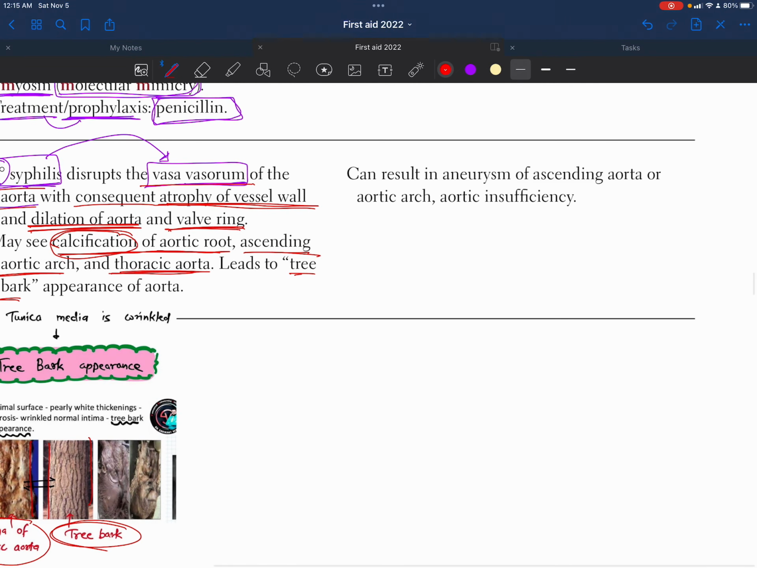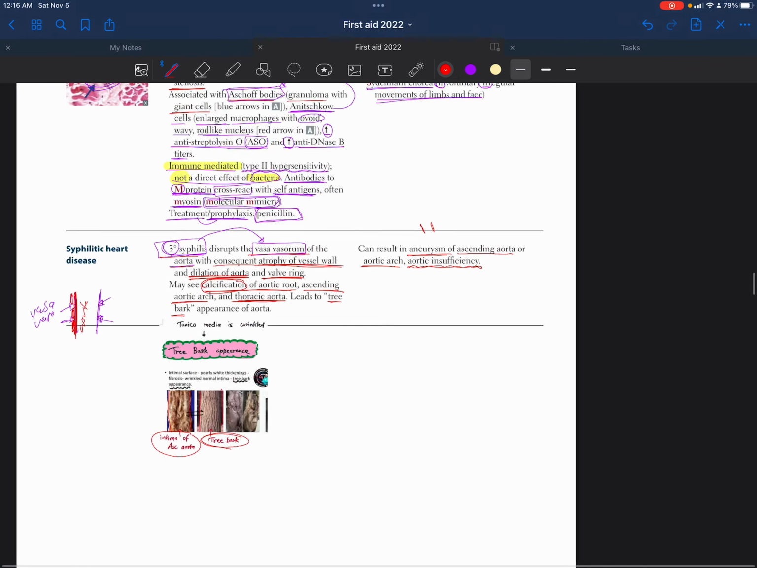It can result in aneurysm because the wall of the aorta is now weak, since the vasa vasorum are obliterated or diseased and don't supply as much blood as needed. So that's how we have aneurysm of the ascending aorta or aortic arch, and also aortic insufficiency. And that's it.